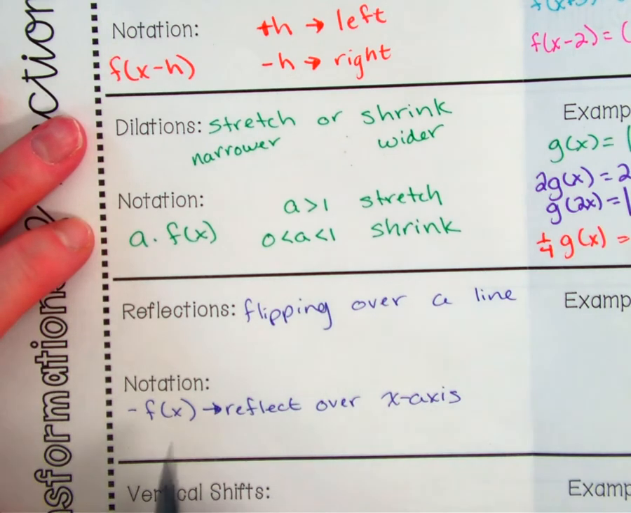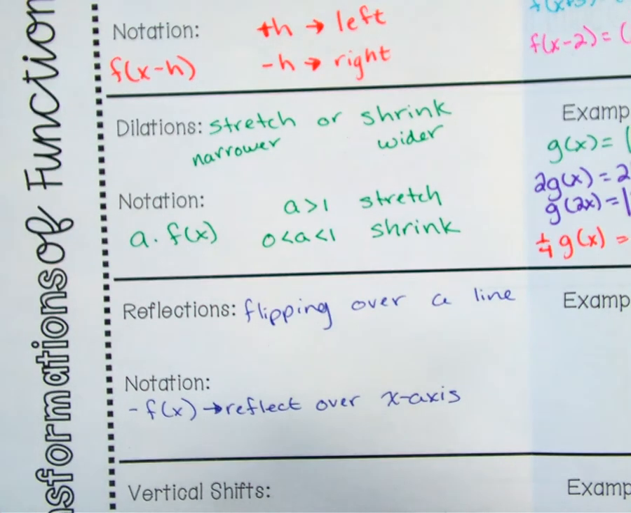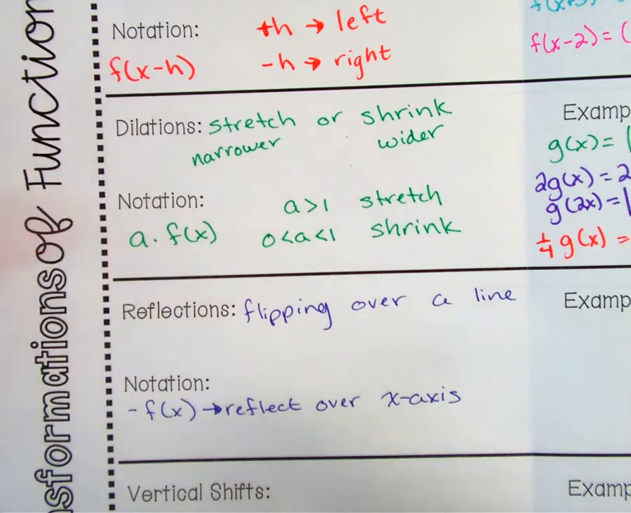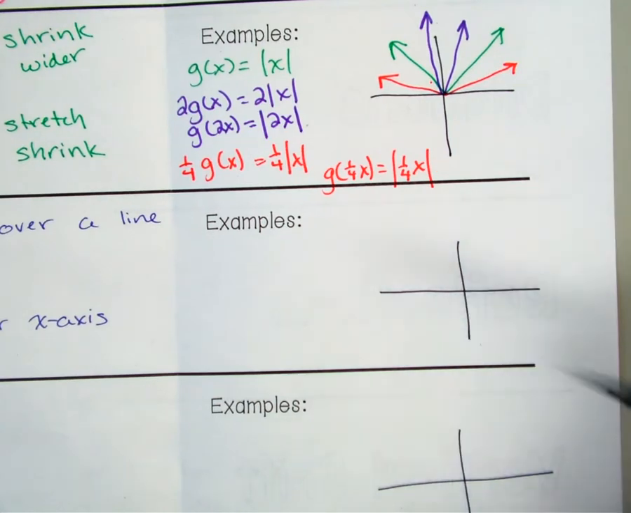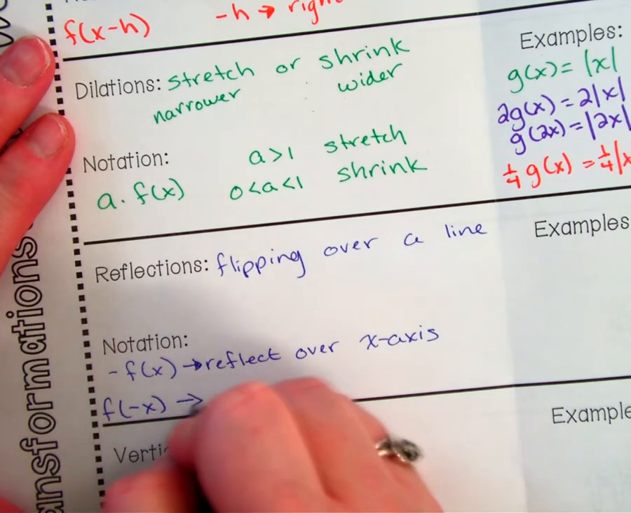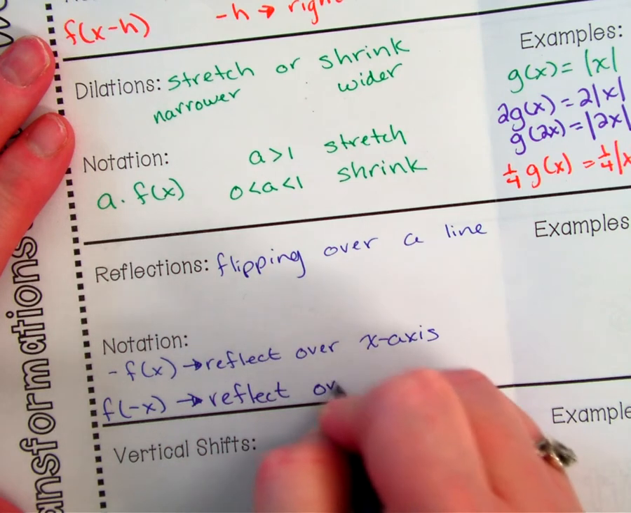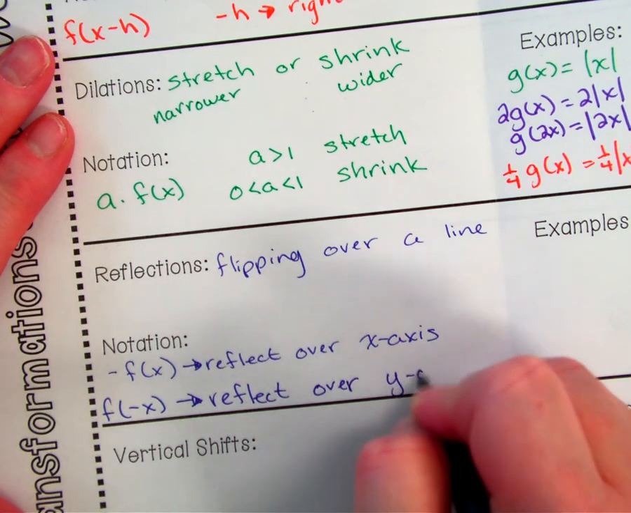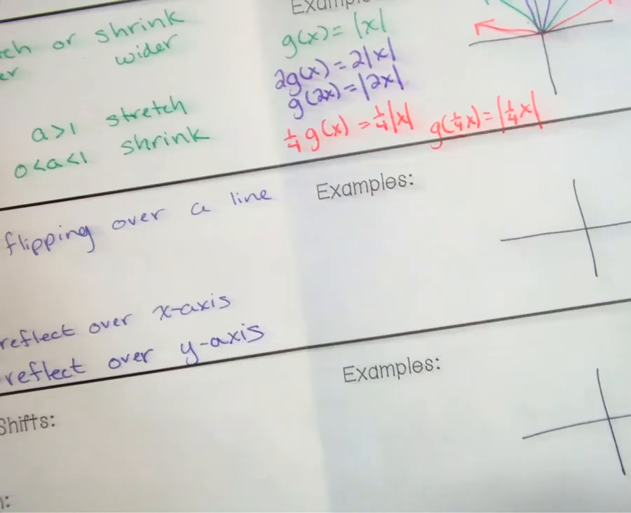Because if you remember, f of x and y are twinsies, so they're interchangeable. So if I make y's negative, I'm going from being up here in the positive and flipping it, making it negative. So that one's flipping over the x-axis. Whereas if the negative sign is in with x, you're going to reflect over your y-axis. So if the negative's in with x, you're going to flip over the y-axis.